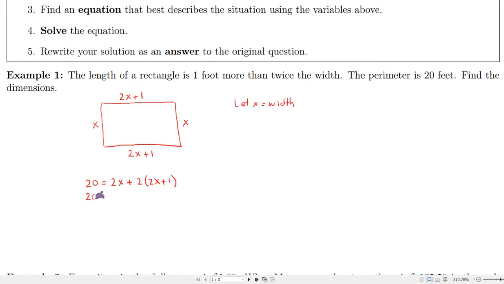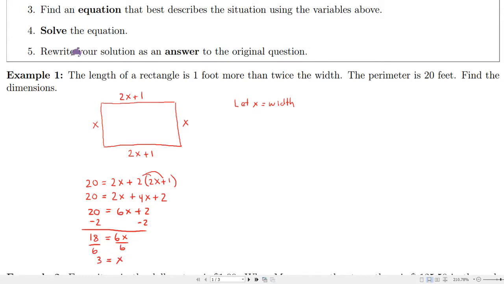So we're just going to use the strategies that we've been using before. So we'll distribute this information over here. So we'll have to distribute in this 2. So we'll have 4x plus 2. And then we'll have 20 equals 6x plus 2. And then to isolate the x, we're going to have to subtract the 2 over. So subtract 2, we'll get 18 equals 6x. And then we'll have to divide both sides by 6 to get our width, which is 3.